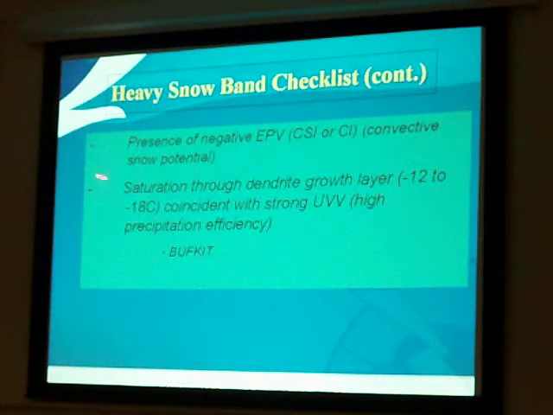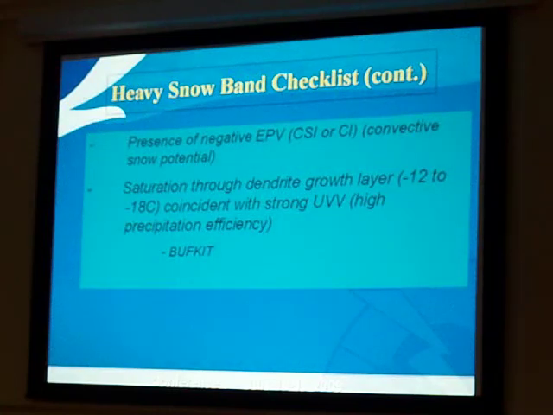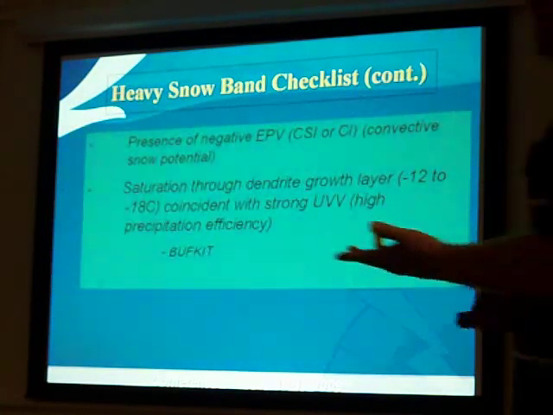You want presence of instability, which can come in the form of CSI or just regular convective instability. And like we showed last year, you want snow growth in your -12 to -18°C layer. And you can visualize that through BUFKIT.